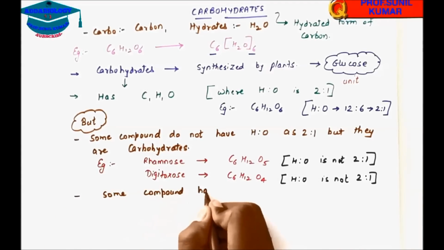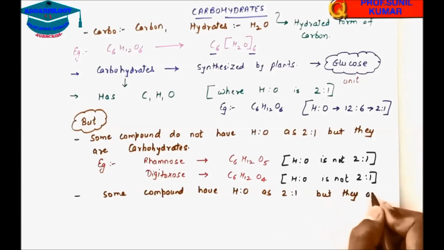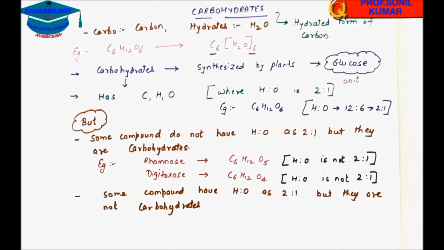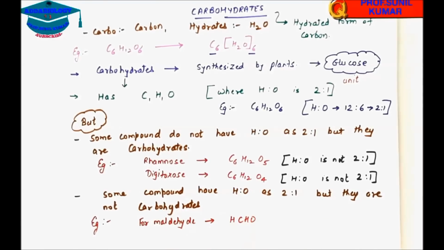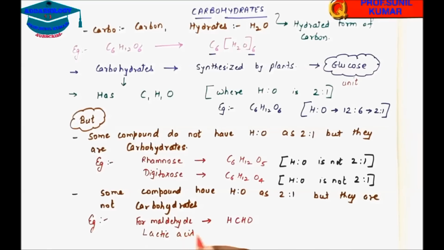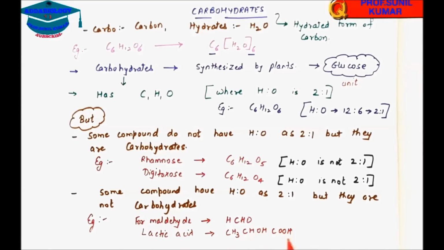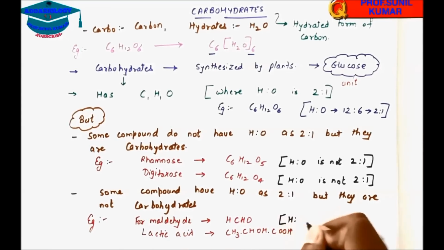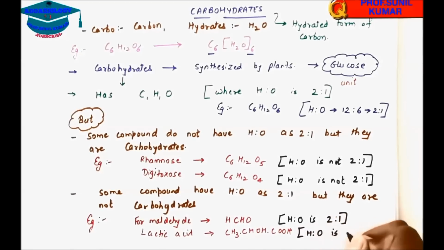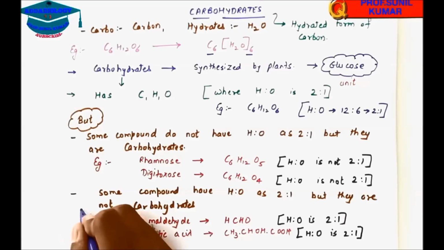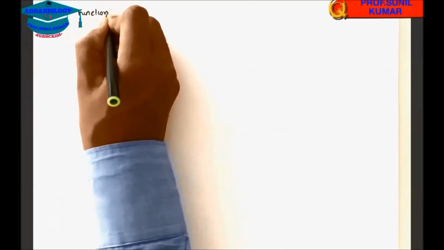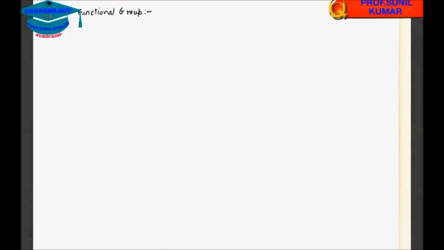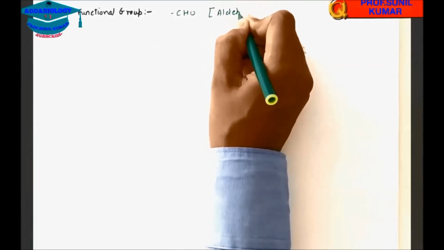Some compounds have hydrogen and oxygen ratio as 2:1, but they are not carbohydrates. For example, formaldehyde HCHO and lactic acid CH3CHOHCOOH. When we look at these formulas of formaldehyde and lactic acid, hydrogen and oxygen is 2:1, but they are not included in carbohydrates. So we can say these are not carbohydrates, and the ones which do not follow the rule are carbohydrates.